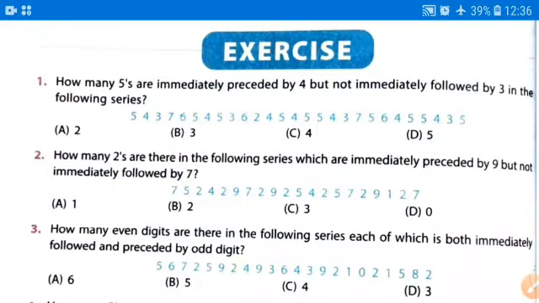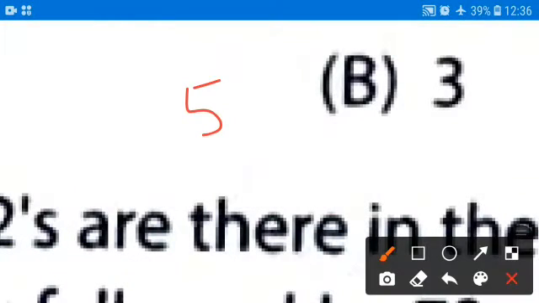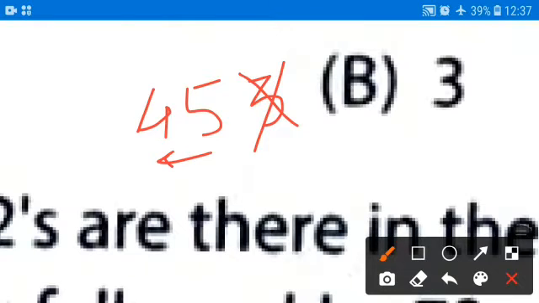Question number 1 is how many 5s are immediately preceded by 4 but not immediately followed by 3 in the following series? So, what we have to do is find out the number of 5s which are immediately preceded by 4 but not immediately followed by 3. This means 4 should be to the left of 5 and only 3 should not be to the right of 5. Except 3 we can use any number. Okay, this series pattern we have to find.